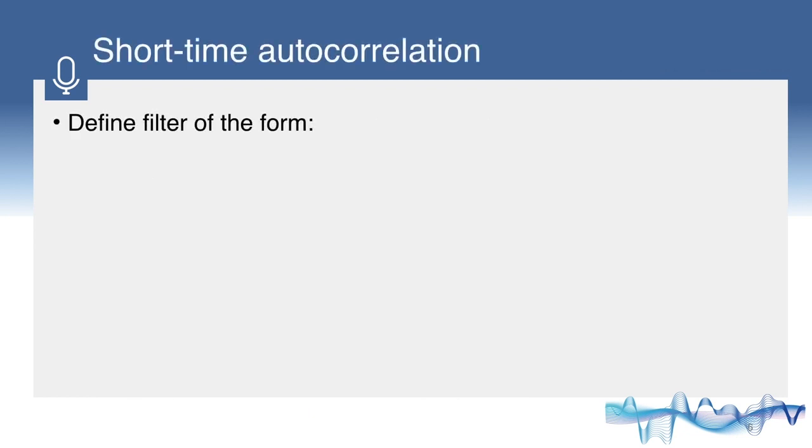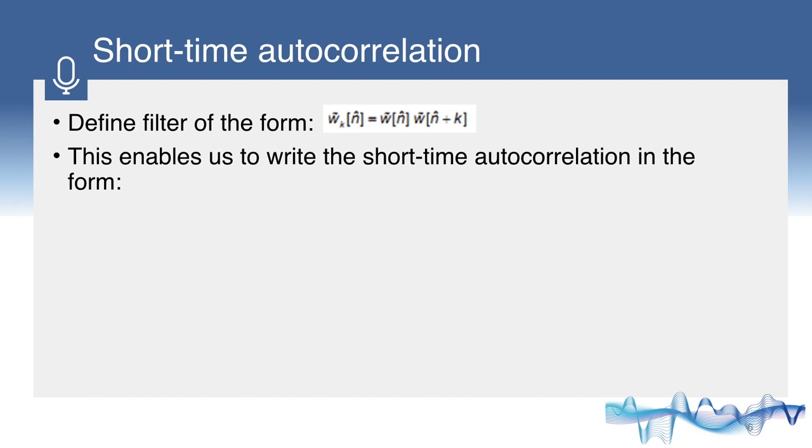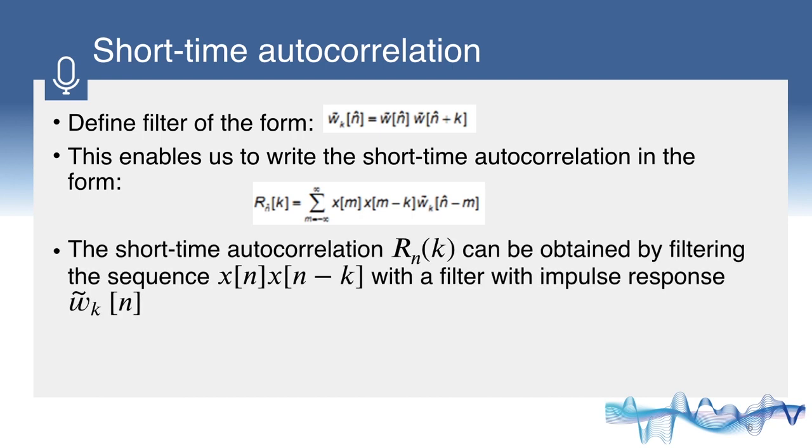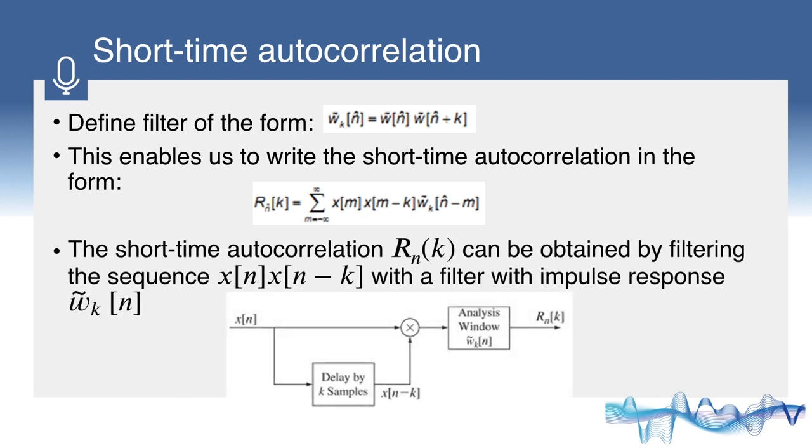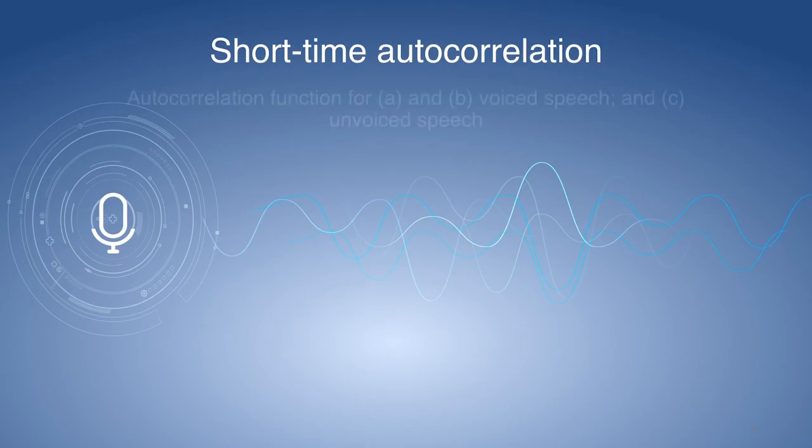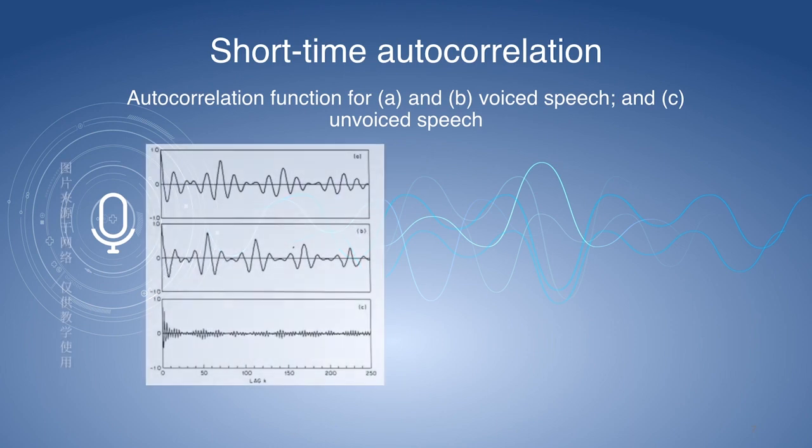We can define a filter of the form wk(m). This enables us to rewrite the short-time autocorrelation in another form. The input signal x(n) is delayed by k samples and multiplied by the delayed signal x(n minus k). The short-time autocorrelation Rn(k) can be obtained by filtering the product sequence x(n) times x(n minus k) with a filter with impulse response wk(m). The autocorrelation function using different types of windows is shown in these two figures.